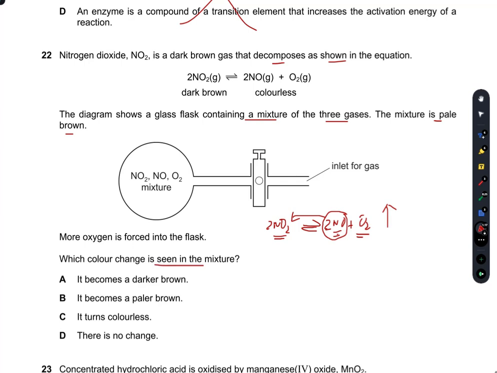Now, from the concepts of simple reaction kinetics, if we increase the concentration, the rate of reaction is increased. Now the concentration of the oxygen increases here, and which color change is seen in the mixture? So more and more NO2 would be formed. So A is true. A is right.